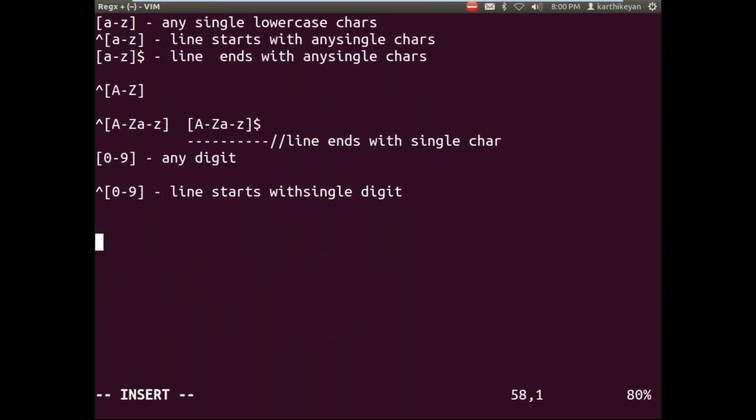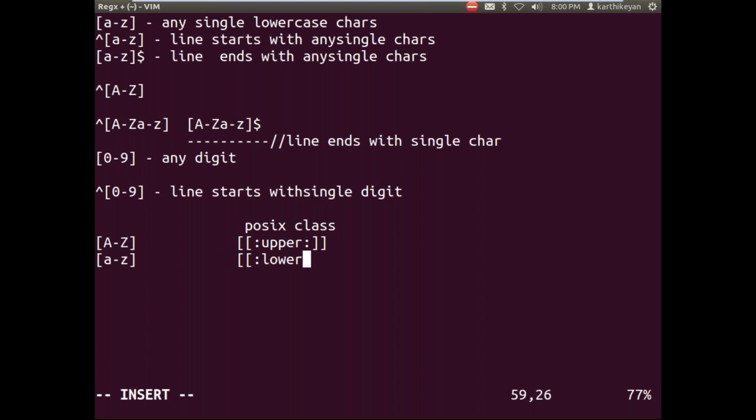So in scripting, A to Z, we can write this one way. Another style is called POSIX class, which is an IEEE standard. We can follow any one style. A to Z is one way, or colon upper, like this, for uppercase characters. Both have the same meaning. We can follow either this way or this style.